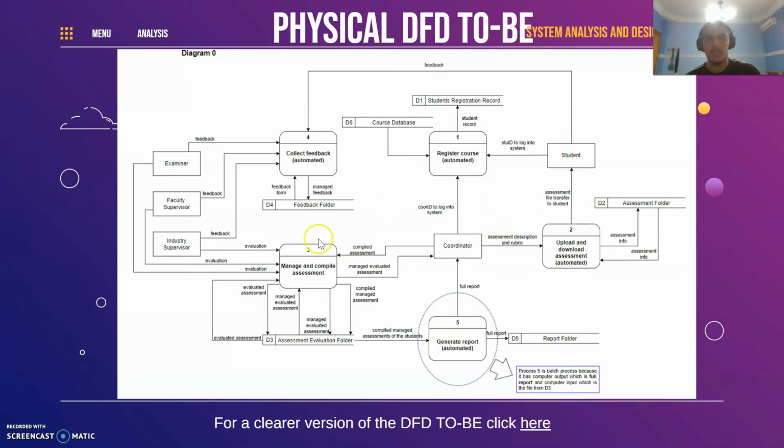Okay, and then we have process number three, which is the manage and compile assessments. So this process is going to receive evaluation data or student evaluation data from the examiner and the two supervisors. It's going to then compile them into the D3 data store, which is the assessment evaluation folder, to be managed and accessed by the coordinator.